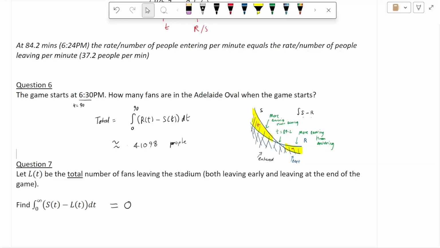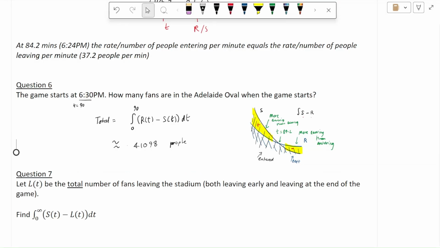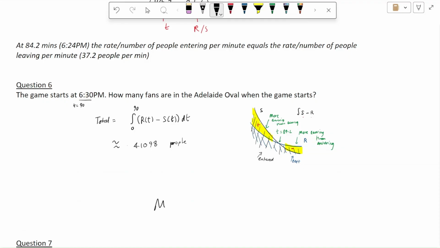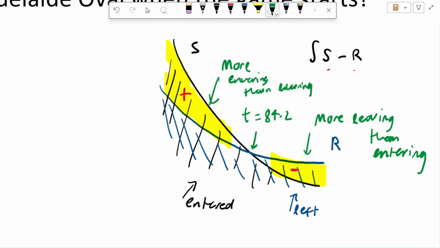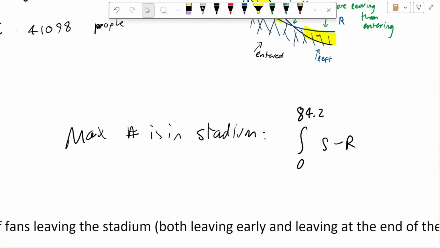Now, there's another question that you could ask yourself about this. You could ask sort of when the max number is in the stadium. And basically what this would be, it would be 0 up to 84.2 of S take R. And the reason I've only gone up to 84.2 is you want to capture all this time when more people are entering than leaving, but you don't want to get any of the time where more are leaving than entering, because then you start losing people overall. So we could work out what this is.